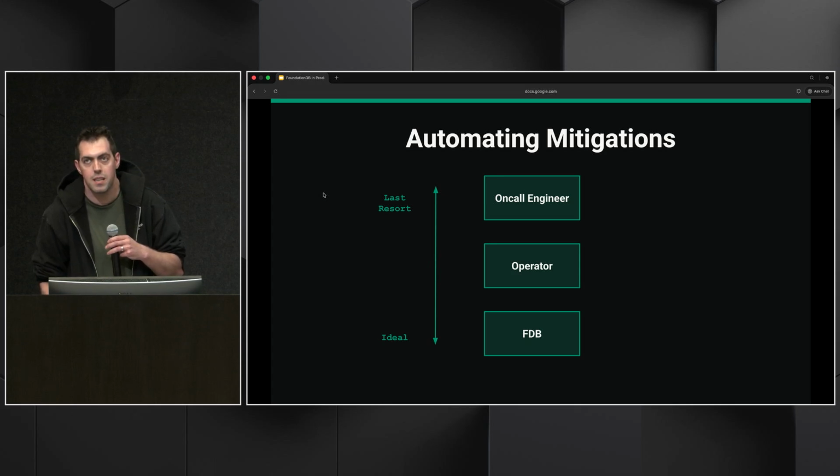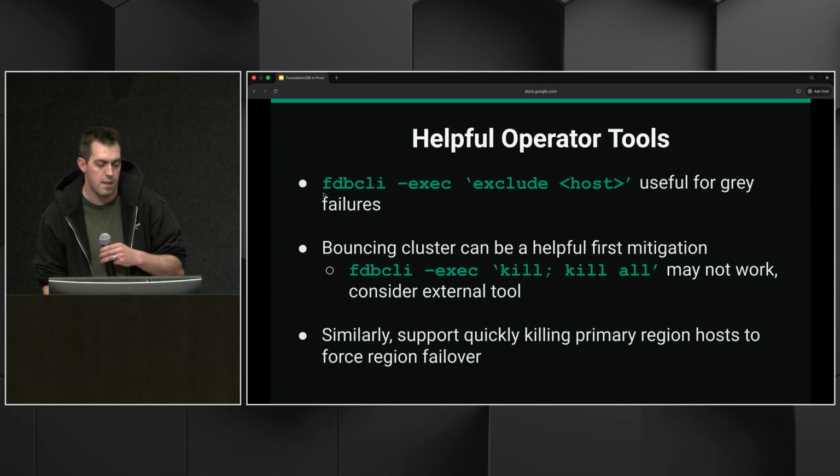So if you're constantly getting paged for certain classes of gray failures, you may need to manually go in and exclude, which I'll talk about on the next slide. But if you see this too many times for the exact same root cause, this is probably something that an operator could do automatically, or ideally could be added to FDB's gray failure detection feature, and we can remove that overhead from the on-call engineer.